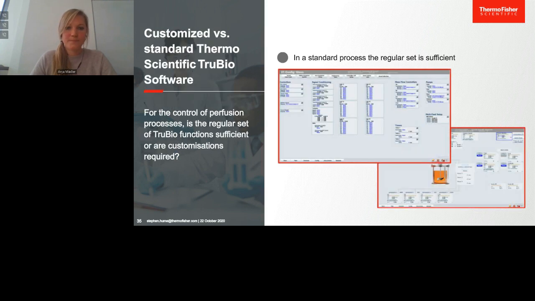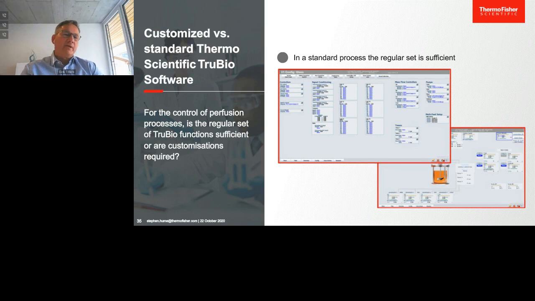Okay, so thank you. You just confirmed what I heard from many TrueBio users in the past. Actually, probably about 95% of our users, probably even more than that, are using the standard configuration of TrueBio. So some clients want to have some customizations for whatever reason. My question is, as we are talking here about perfusion processes, can you do that just by using the standard set of TrueBio functionalities? So no customizations, just standard TrueBio?